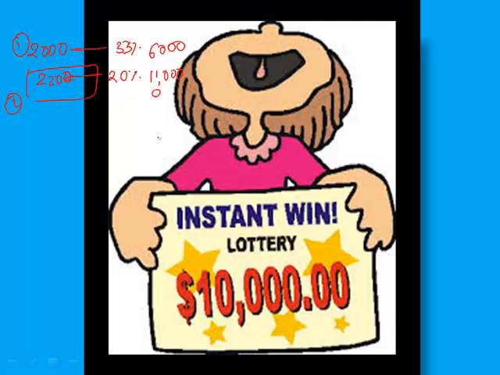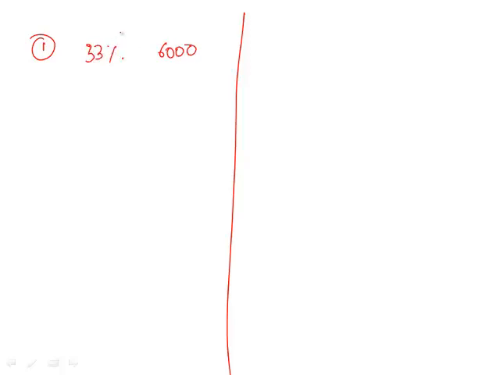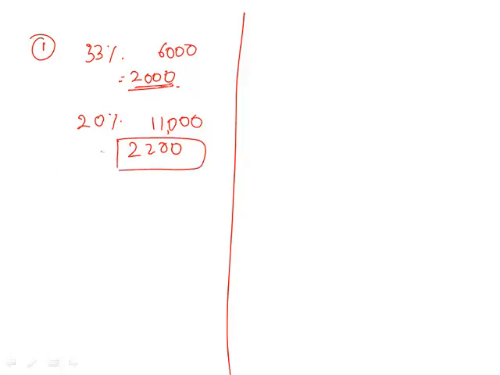Now see this carefully. First, lottery number 1: 6,000 payoff with a probability of roughly 33.33%, which gives us 2,000. Or 11,000 payoff with a probability of 20%, which gave us 2,200. The payoff was higher, so you chose lottery number 2.